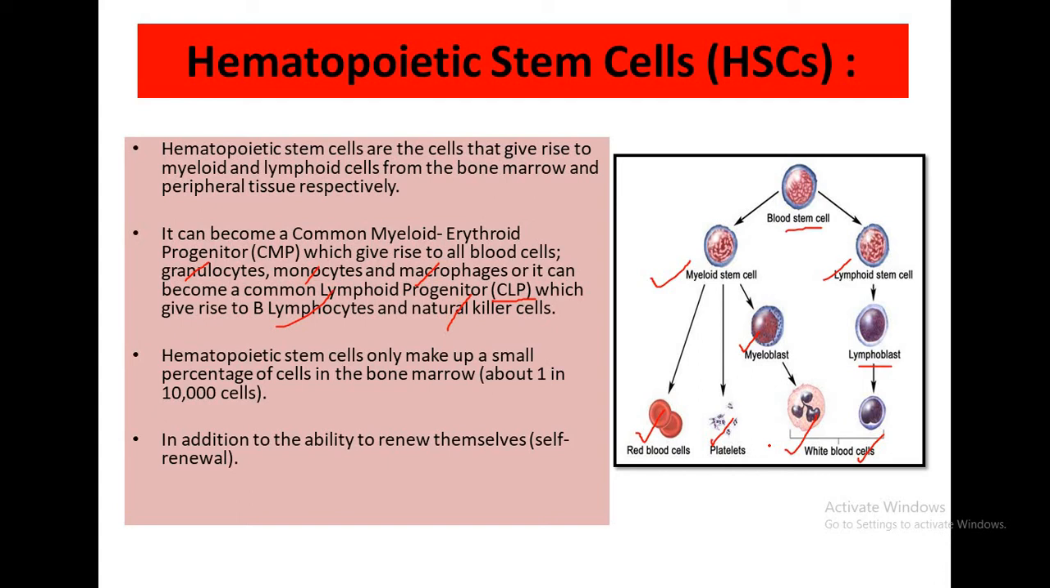So we can define hematopoietic stem cells as an immature cell that can develop into all types of blood cells, including white blood cells, red blood cells, and platelets. Hematopoietic stem cells are found in the bone marrow, umbilical cord blood, and peripheral blood, also called blood stem cells. Hematopoietic stem cells only make up a small percentage of cells in the bone marrow, about 1 in 10,000 cells. In addition to the ability to renew themselves, this is called self-renewal. And because these help to produce only specific related cells, blood cells, they are described as multipotent stem cells.